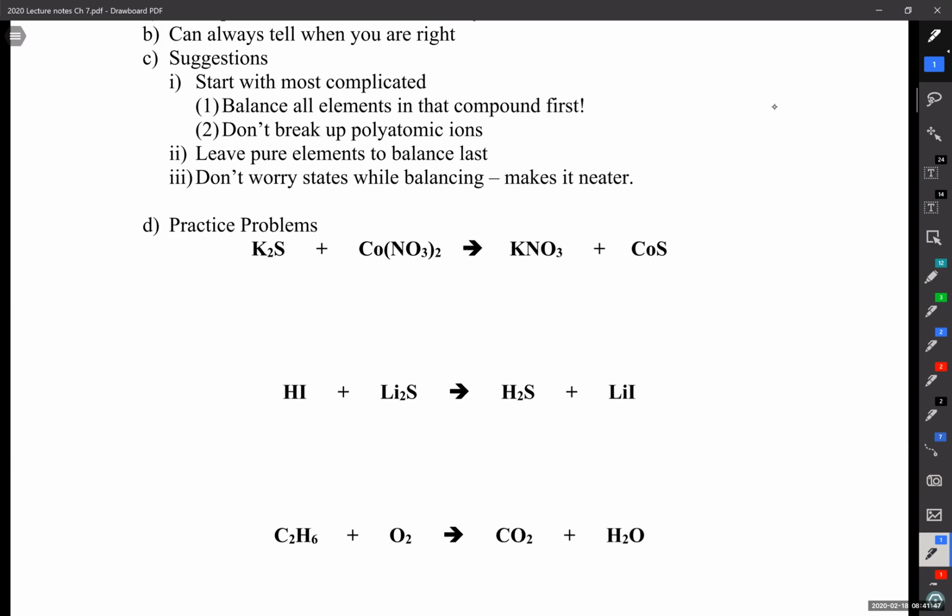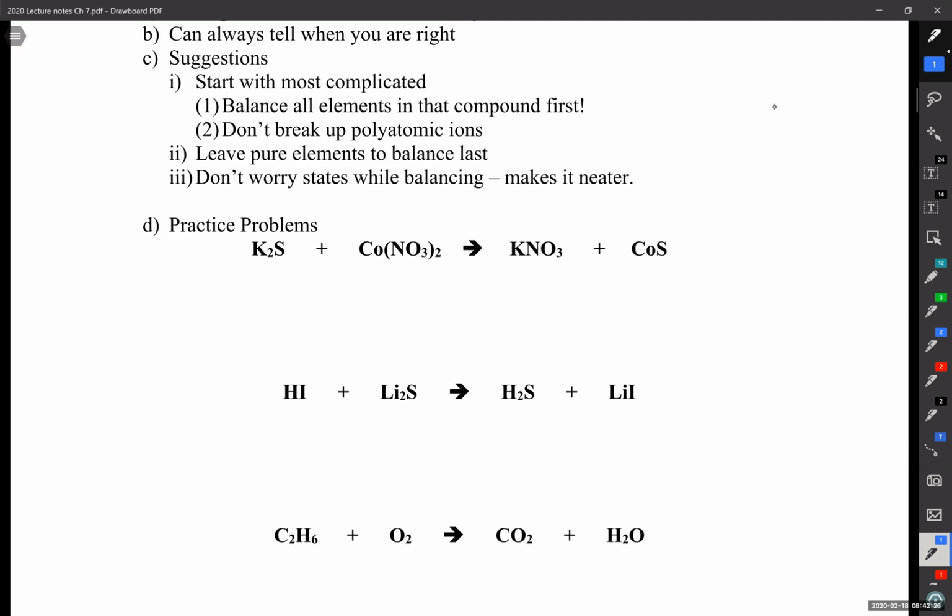The other thing that I recommend is if you have a polyatomic ion, which means you have to know the polyatomic ions, okay? Don't break them up while you're balancing. Most of the time in the reactions that we're doing, they travel together as units. Other suggestions that are helpful, right? Leave pure elements for last. And I'll show you why that is in a second. And then don't worry about states. It's just a lot easier to balance. The states don't matter in the balancing. Every reaction you see in the book will probably have states with it. Just ignore those and balance without them, add them back in later, okay?